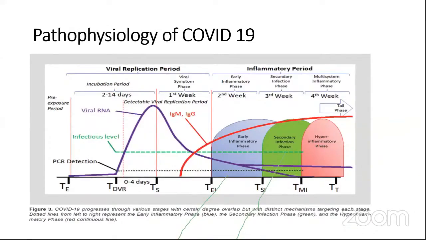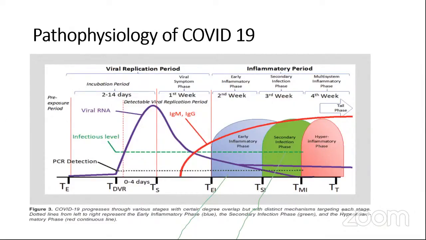So by this time, because of the dysregulated host immune response, hyperinflammation is going on. Then superadded fungal infection and bacterial infection can worsen the clinical picture. So they can go on and involve other organs. So they can enter a multi-system inflammatory phase. So this is the basic pathophysiology of COVID-19.